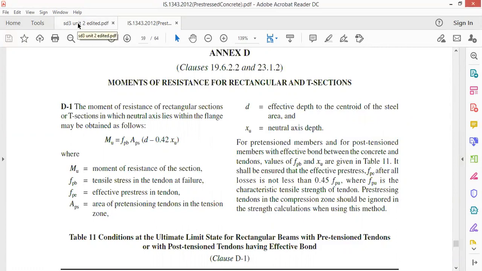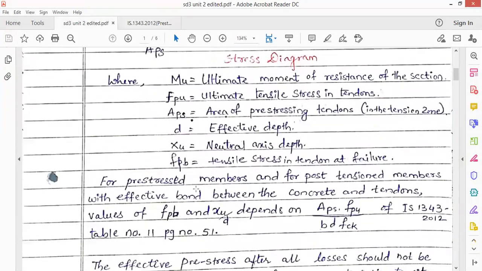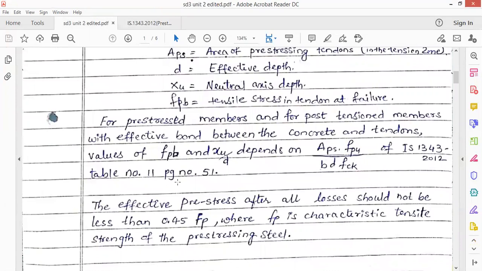So again, going back to the notes. To calculate the moment of resistance, we need to calculate certain parameters. So what are these parameters, and what are we going to obtain from them? We need to calculate the parameter APS into FPU divided by B into D into FCK.